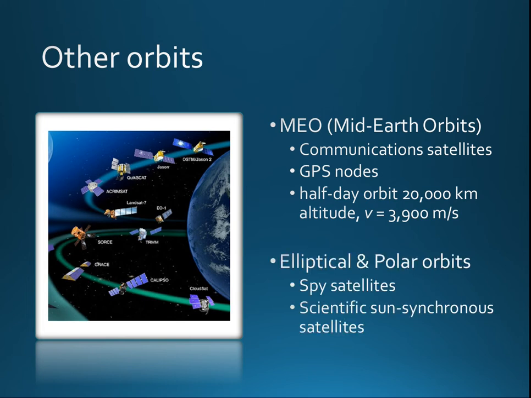We also have what are called elliptical and polar orbits. These are often things like spy satellites, scientific sun-synchronous satellites, and things like that. So an elliptical orbit would just be, as it sounds, something that orbits in an ellipse rather than in a circle. And a polar orbit would be an orbit that passes over or very near both the south and north pole of the Earth.